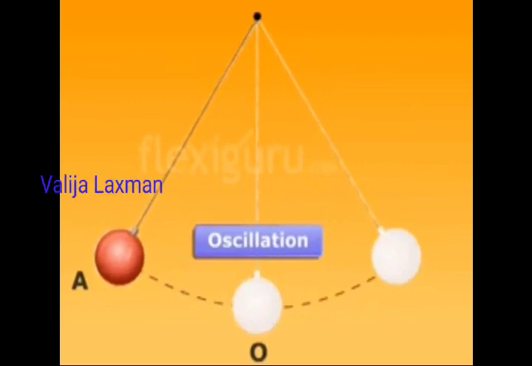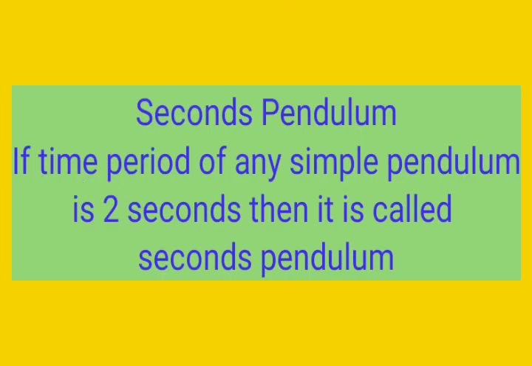This type of simple pendulum whose time period is 2 seconds is called a seconds pendulum. If the time period of any simple pendulum is 2 seconds, then it is called which pendulum? Seconds pendulum. In olden days you used to have pendulum clocks.